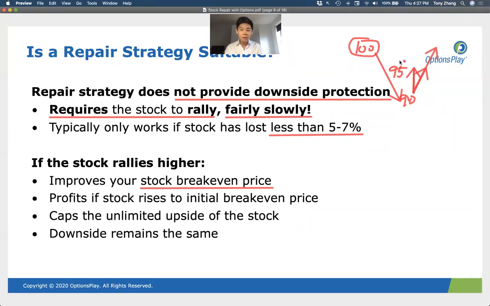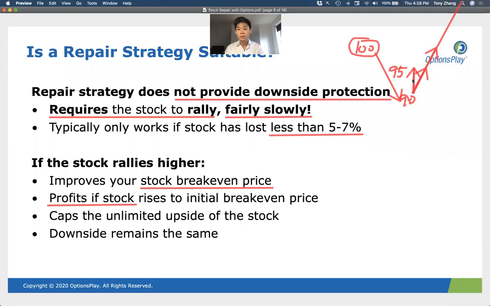So at 95, you'll break even. If it gets back up to 100, you'll actually be able to turn a profit. So this is the benefit of a repair strategy. It does cap the unlimited upside of the stock. So if instead of going back to 100, it goes back up to 110 or 120 or 130, you're no longer going to participate in that.